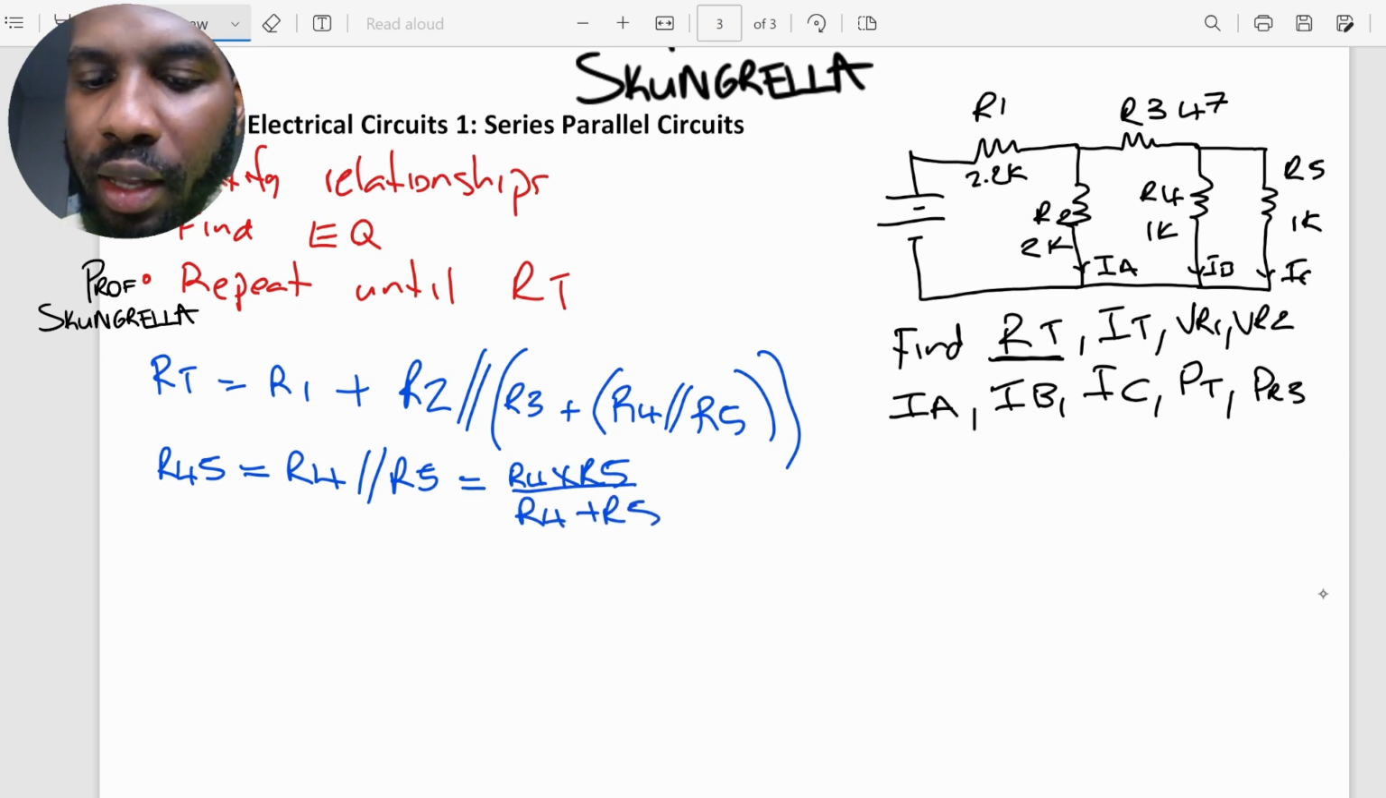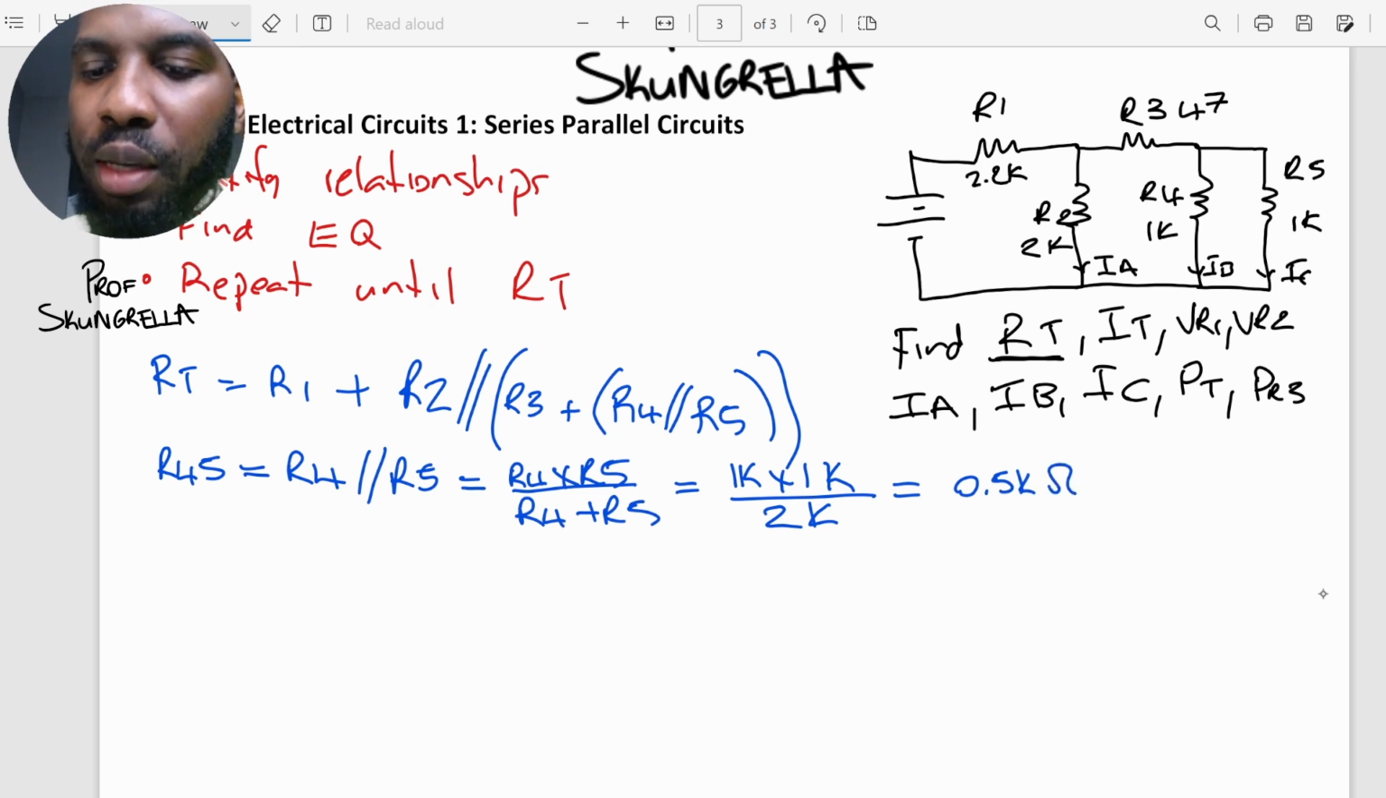Okay, and that gives us 1K times 1K. Well, of course, it's going to give us half, so we have 500 ohms here. So 1K times 1K over 2K will give us 0.5K ohms, which is the same as 500 ohms, right? Then this is going to be replaced. We replace this one with R45 right here, right?